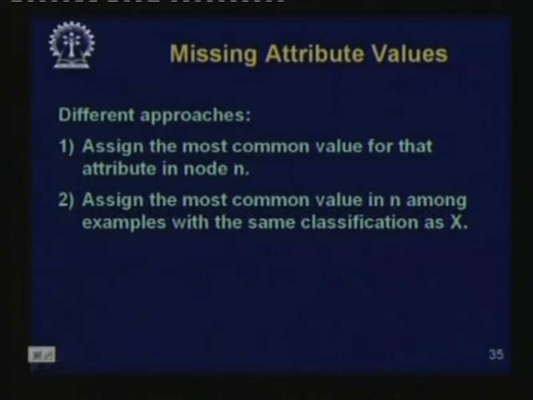The second strategy is we look at only those examples which have the same class as the current example. Suppose the current example is n, it has a class x. We find all other examples which belong to class x. For those examples, we find which value of mass is most common. We use that value of mass in this example. That is the second strategy.